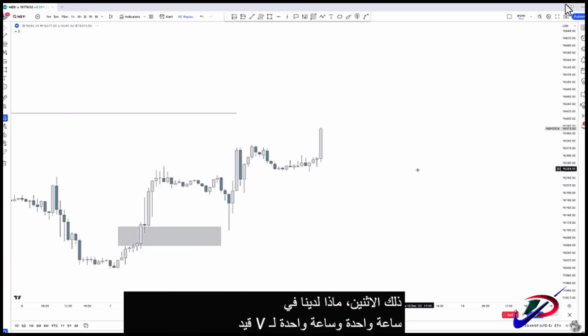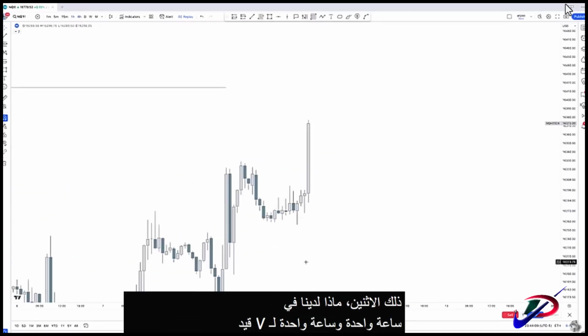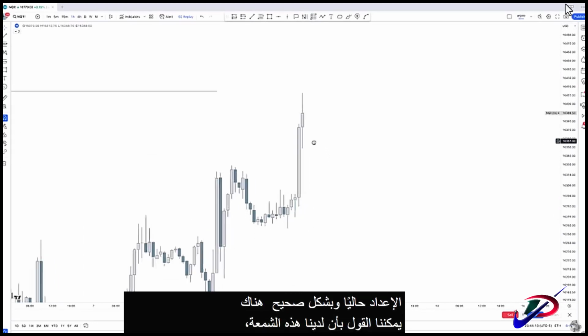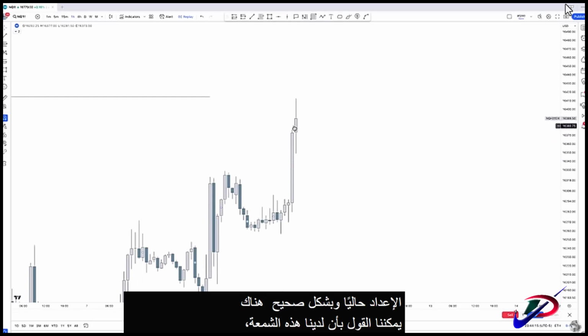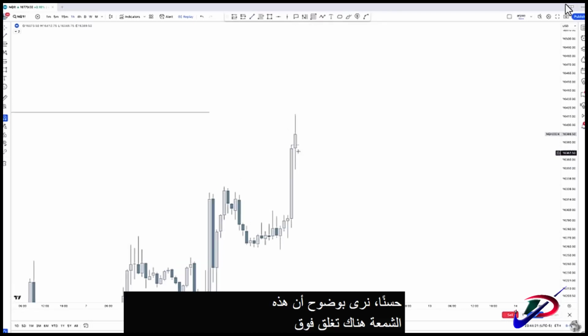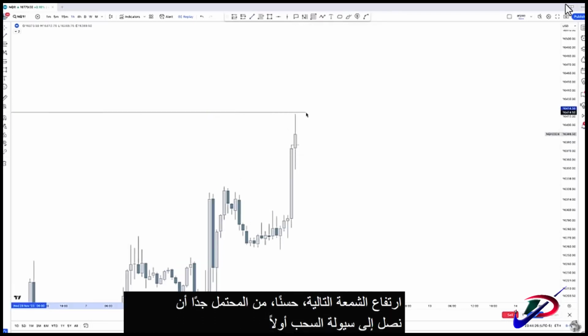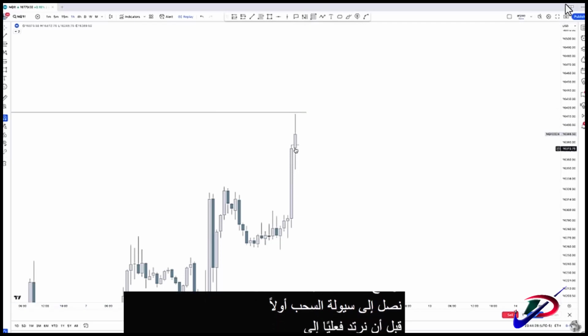We have on the 1 hour a 1-hour fair value gap in the making currently, and right there we could argue that we have this candle, we see clearly that this candle right there is closing above that next candle's high. All right, so likely we will reach the draw on liquidity first before we actually retrade into the 1-hour fair value gap.